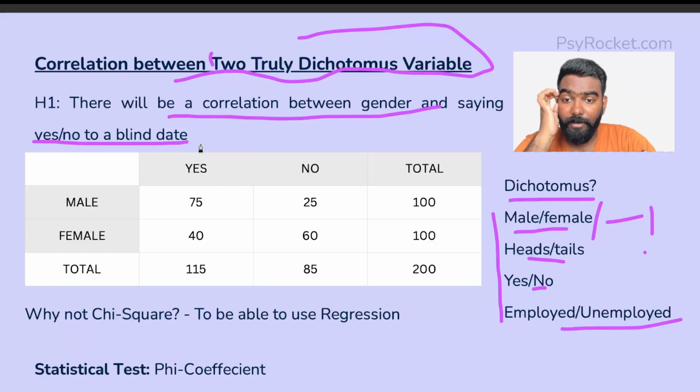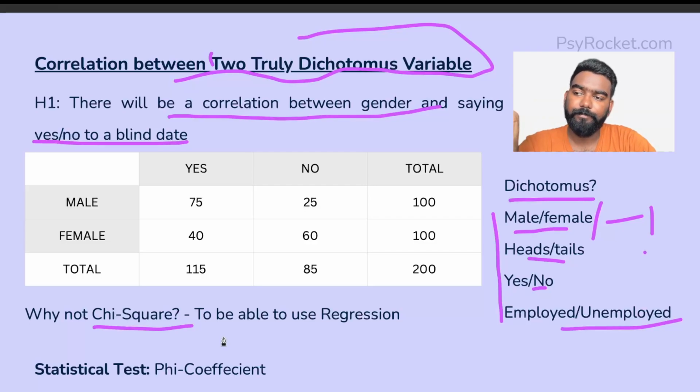Why are these required? Why don't we use chi-square? Just like in the previous examples, we used chi-square to see whether there is a significant difference between male and female in whether they would say yes or no to a blind date, right?